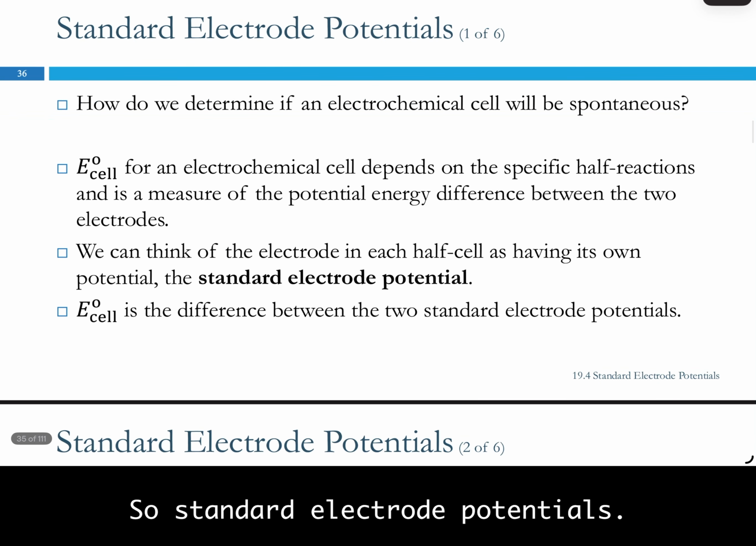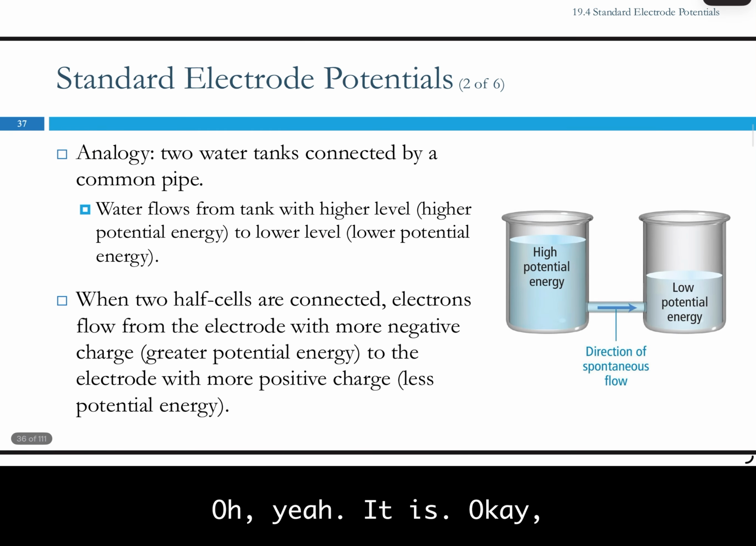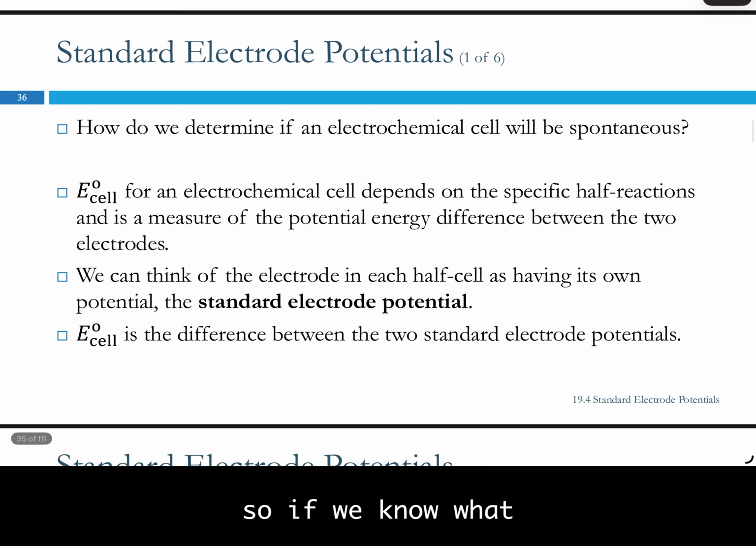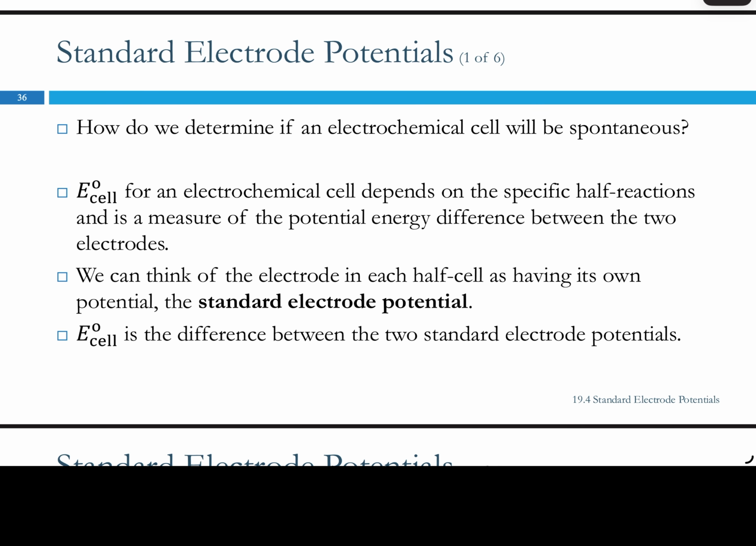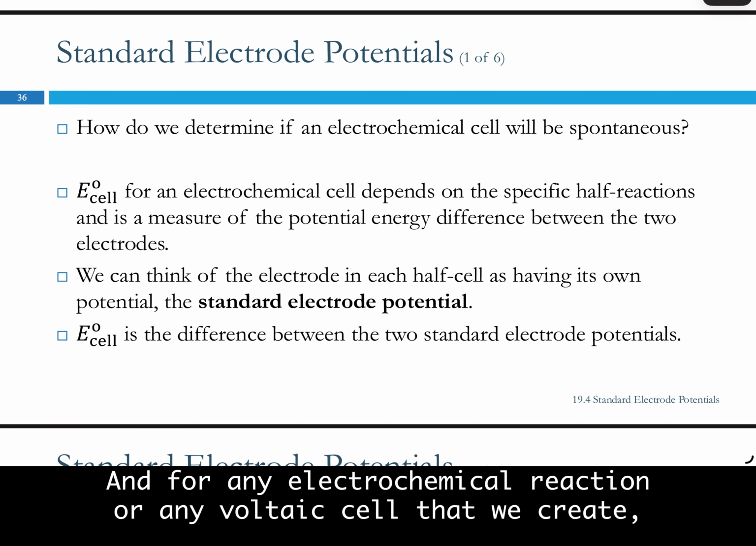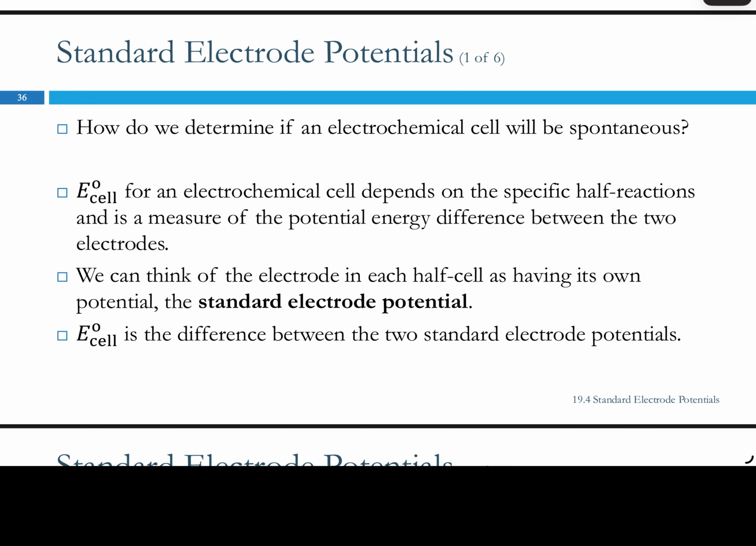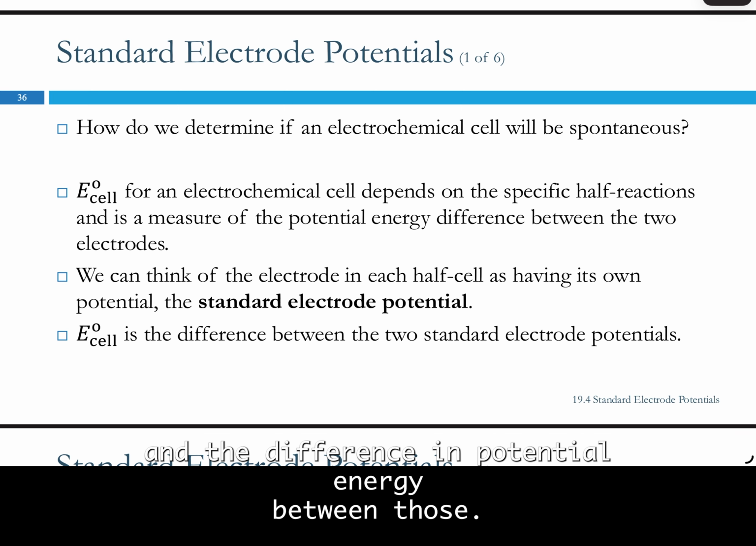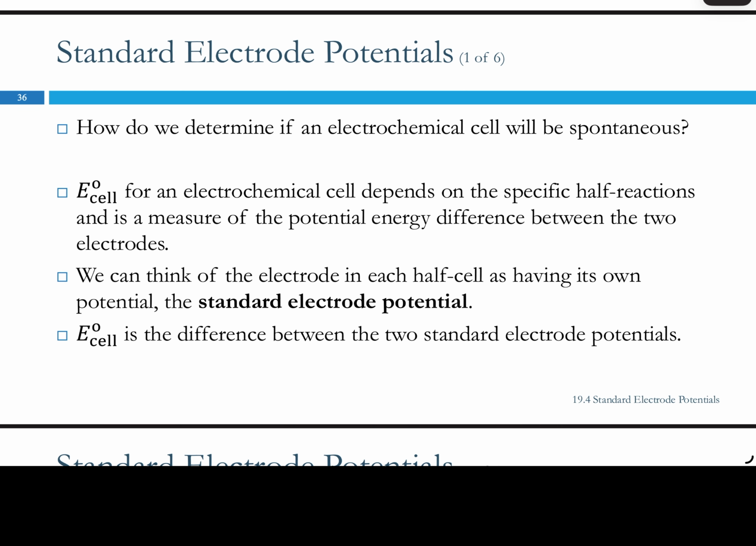So, standard electrode potentials. If we know what the E cell is, we can tell if a reaction is going to be spontaneous. And for any electrochemical reaction or any voltaic cell that we create, it's going to depend on the cathode and the anode, and the difference in potential energy between those. So we need to have a way to write down that potential, that standard potential, for half cells.